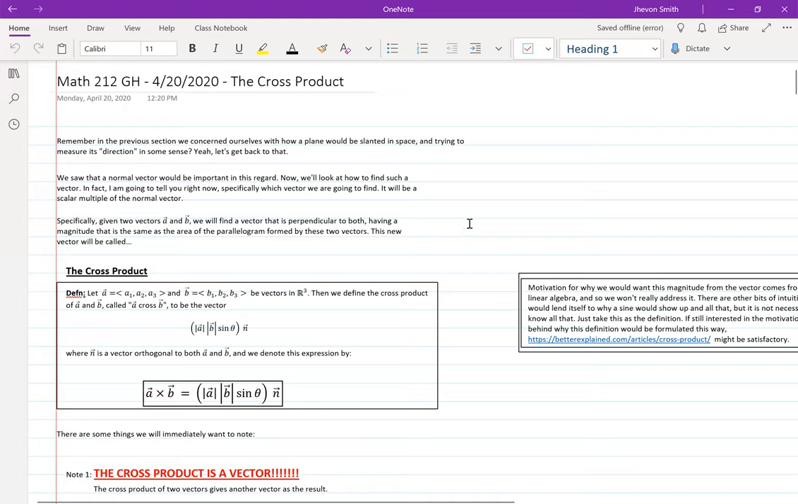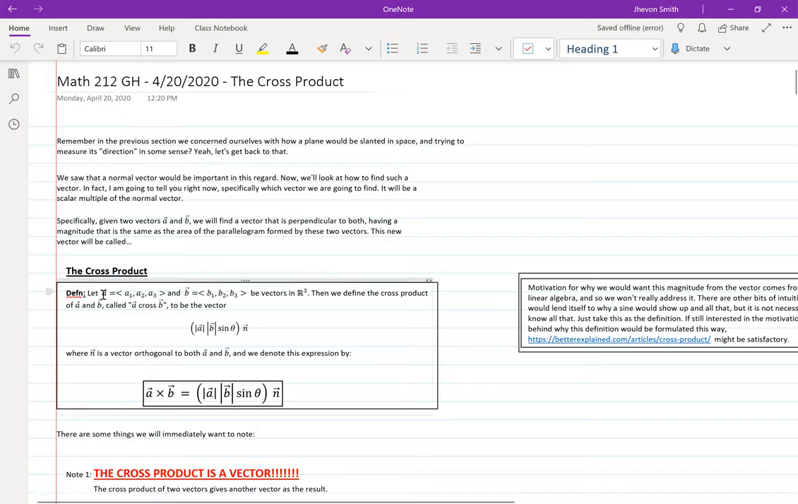Other than that, though, there are actually aesthetic and philosophical reasons for why we would want this to be the magnitude. I'm not going to go into that, because you don't need to know them. But if anyone's actually interested, this link over here would take you to a website where a guy explains, kind of from scratch, why the sine of theta would be involved here, why we would guess that it should be involved, and all that good stuff. But for now, I'm just saying this is the guy we're going to find.